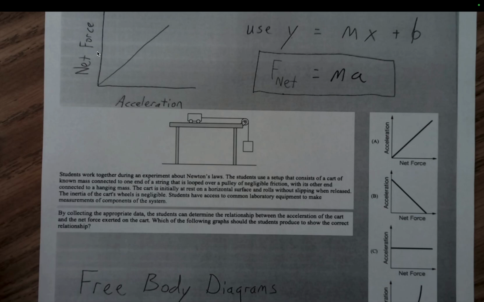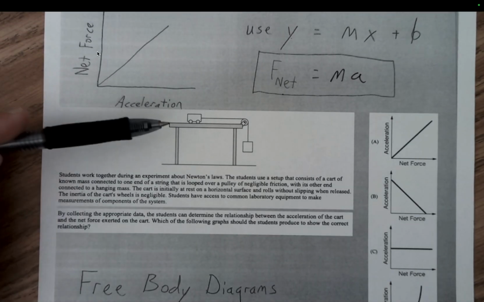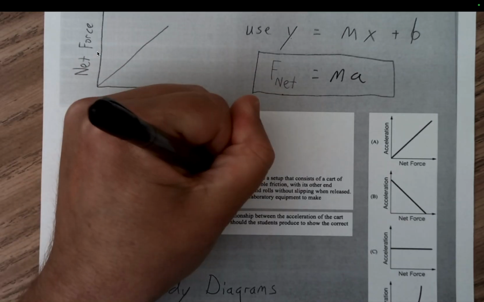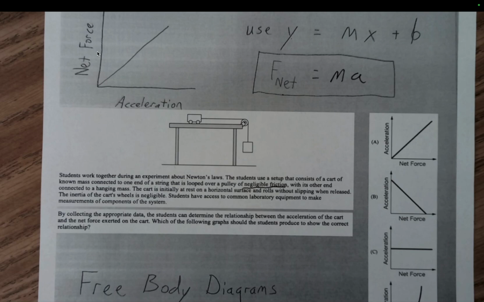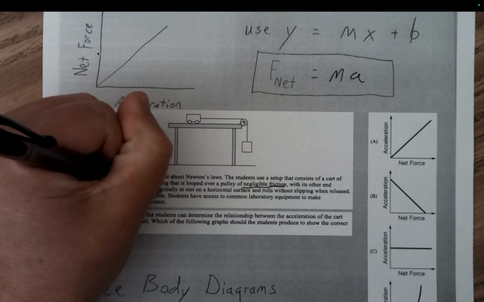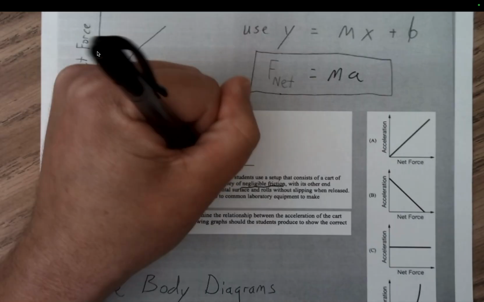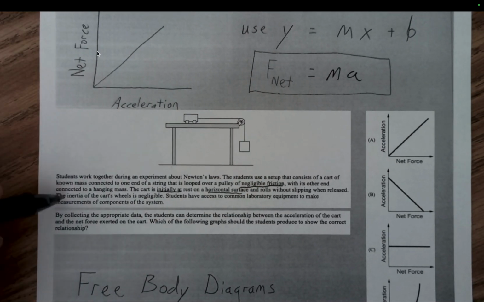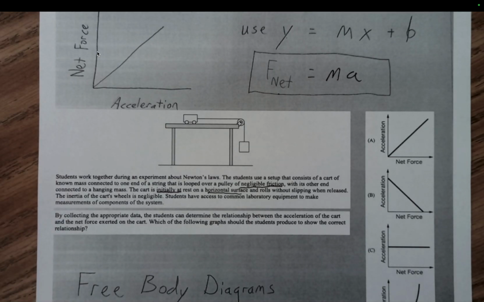So we have these students working together, experimenting about Newton's laws, just as we did. And they go through, and there are some key terms in here: there's negligible friction, and the cart is initially at rest on a horizontal surface, and it rolls without slipping. And so the inertia of the cart's wheels is negligible, and it says that the students have access to the equipment that is common in a laboratory setting.